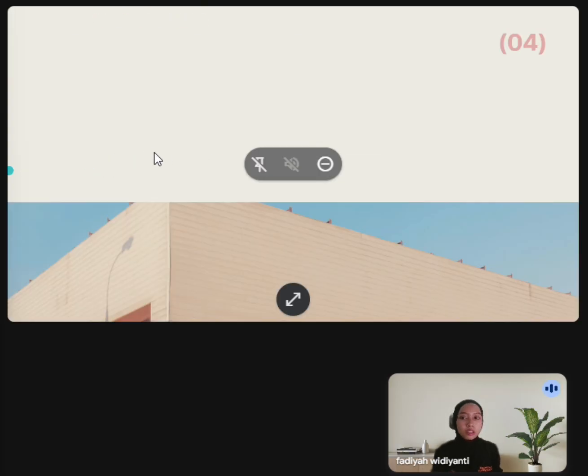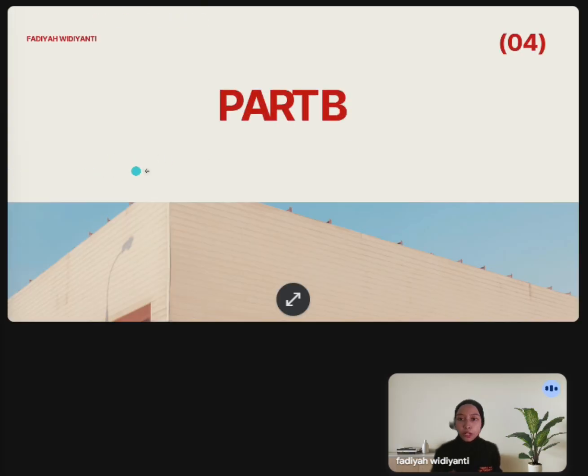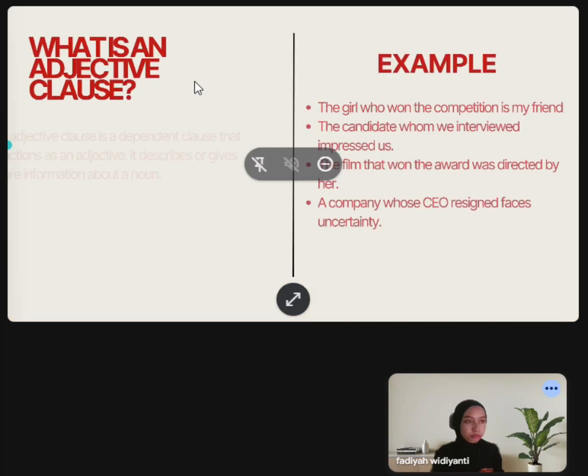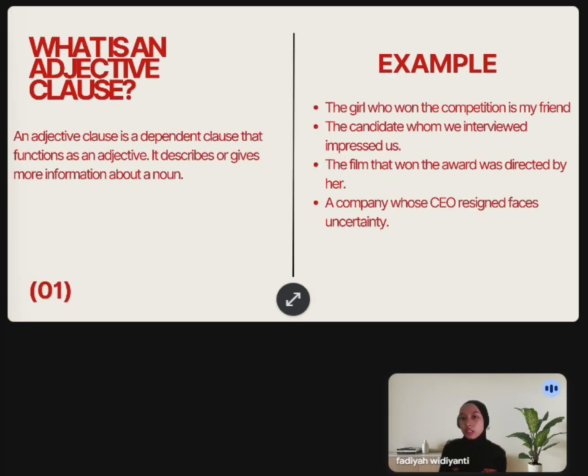Now I will move to Part B, which covers adjective clauses. First, what is an adjective clause?